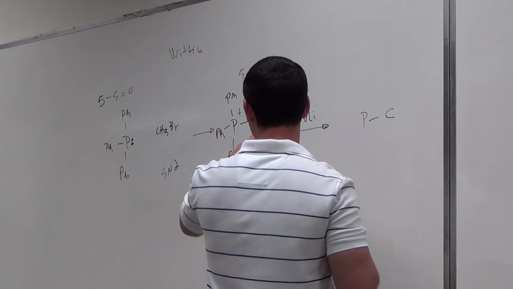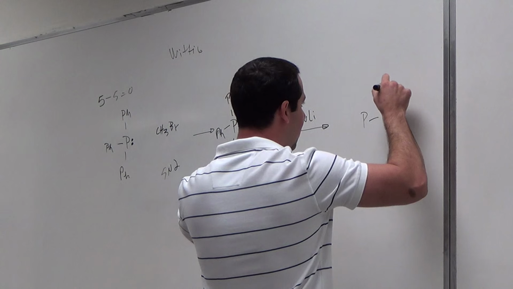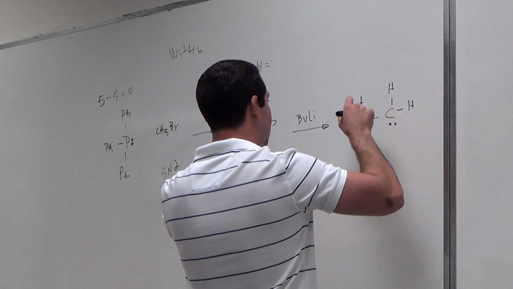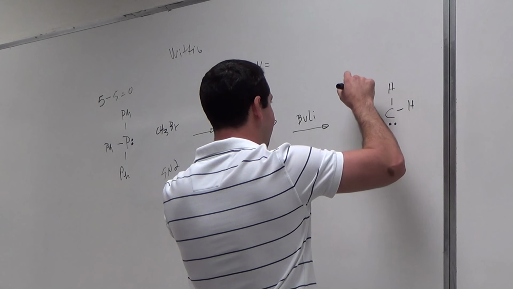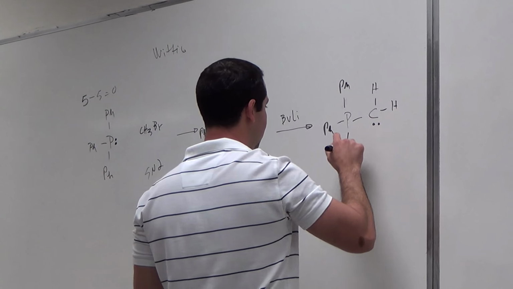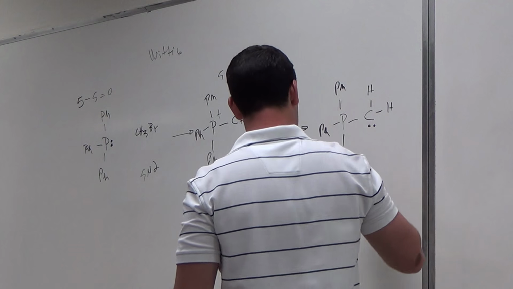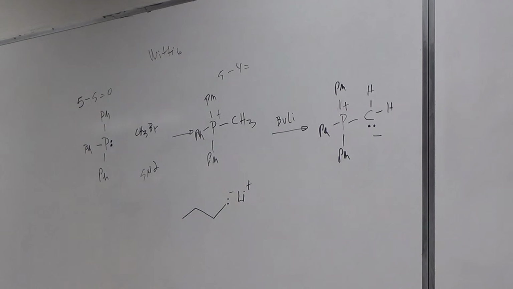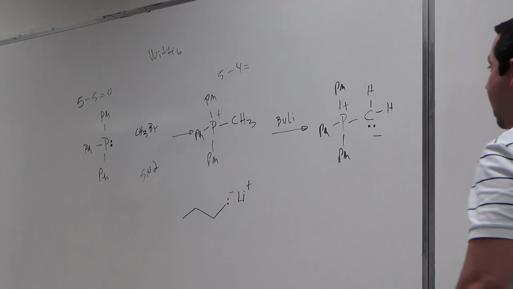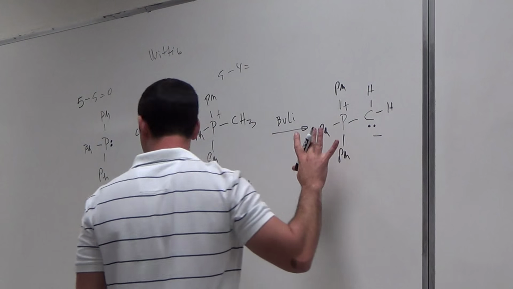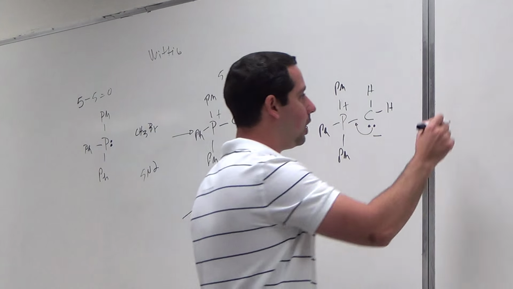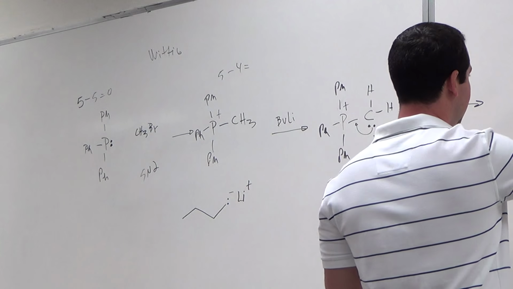So what's going to happen is one of the hydrogens is going to get pulled off, and now this carbon is going to have how many hydrogens? 2 hydrogens and a lone pair, and it's going to be negative. This is PPh3, with a negative charge on carbon and a positive charge on phosphorus. By resonance structure, this is what you form.